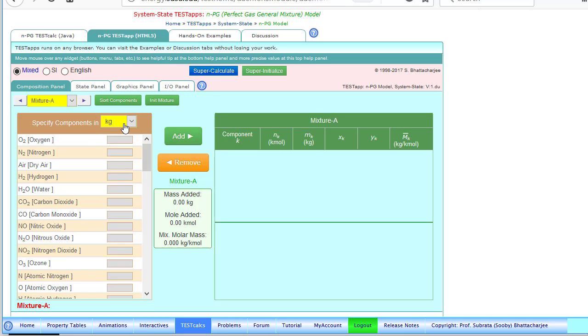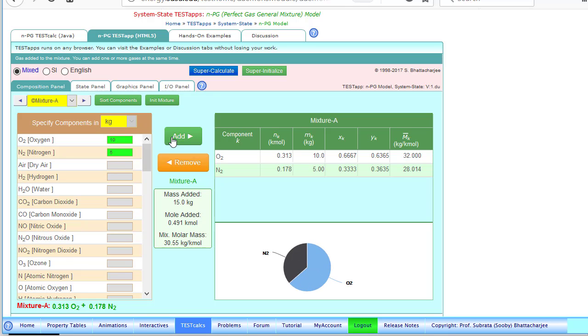It gave it to us in kilograms. It could have given it to us in kilomoles or percent by mass, but we'll keep it as kilograms. And it said 5 kilograms of nitrogen and 10 kilograms of oxygen. So we'll add those to our mixture. And the first thing that our question asked was the average molar mass, which is given right here as 30.55 kilograms per kilomole. So there's our answer for A.